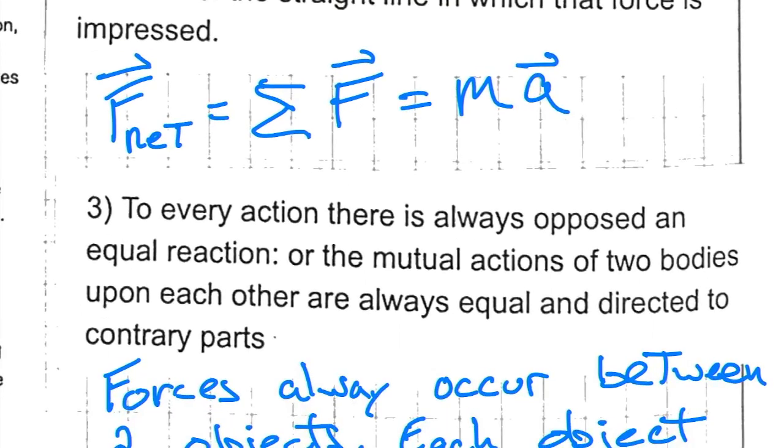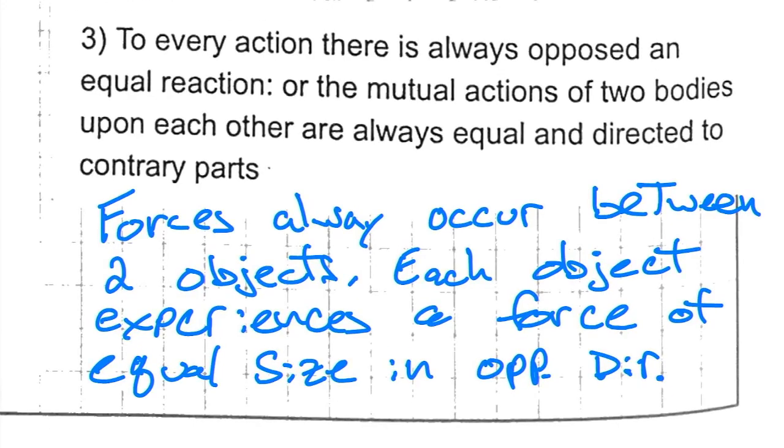And Newton's third law says, to every action there is always opposed an equal reaction, or the mutual actions of two bodies upon each other are always equal and directed to contrary parts. My translation of that would be forces always occur between two objects. Each object experiences a force of equal size, but in an opposite direction than the other object.